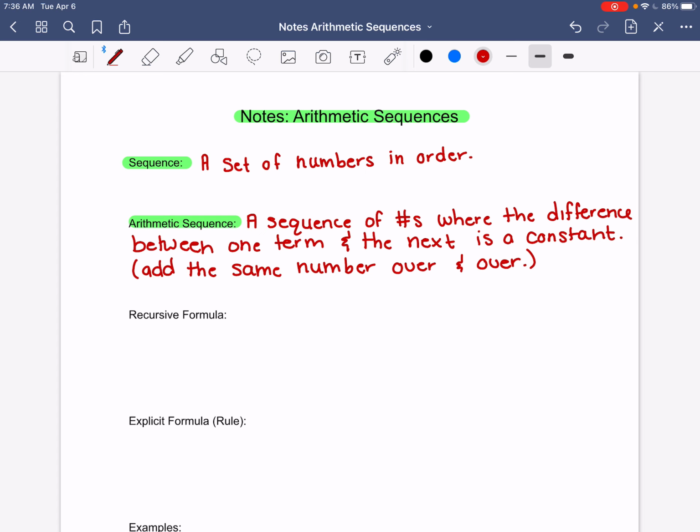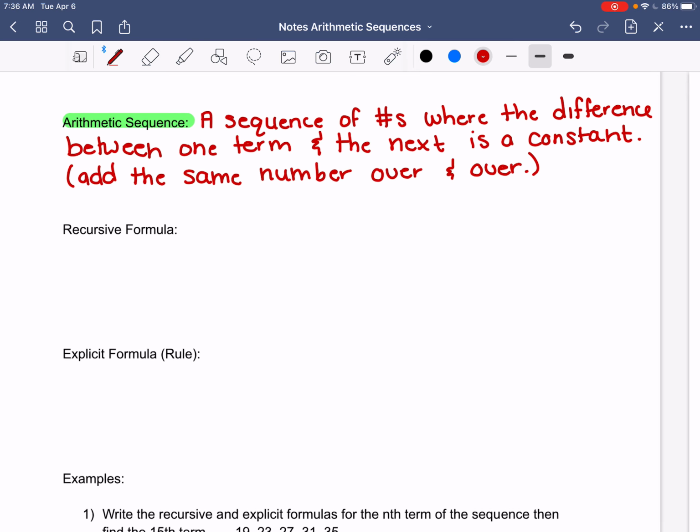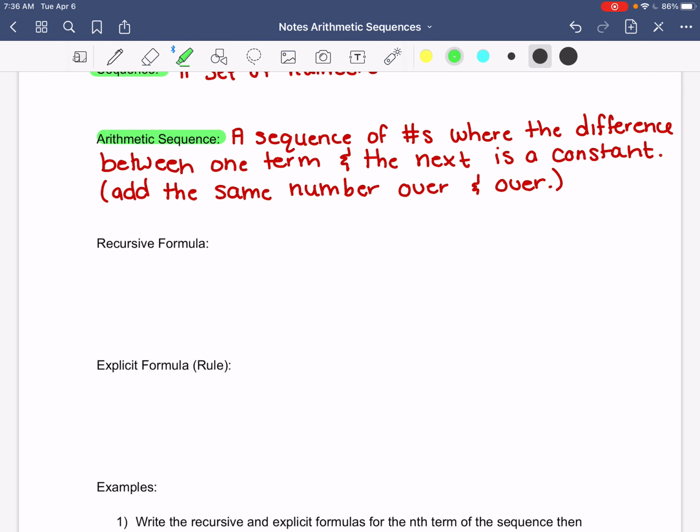Okay, we're gonna look at two different formulas that we can write for an arithmetic sequence. We're gonna have the recursive formula and then the explicit formula. Sometimes you'll hear it called the explicit rule. And the recursive formula looks like a sub n equals a sub n minus 1 plus d. And then they'll also be given a sub some number equals some number.